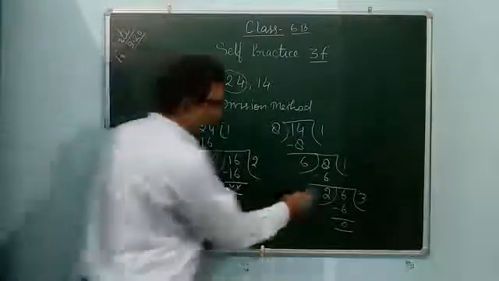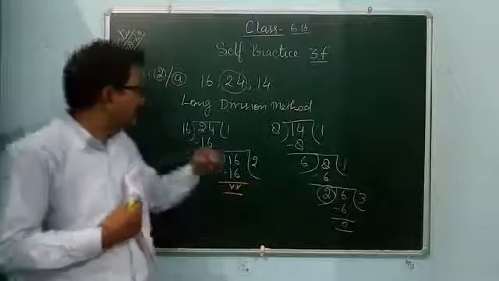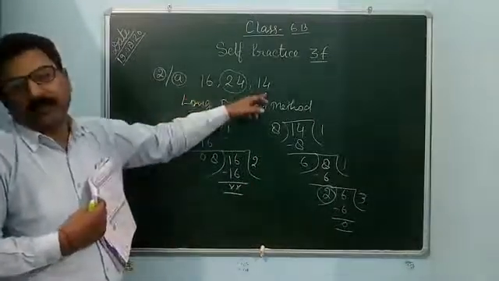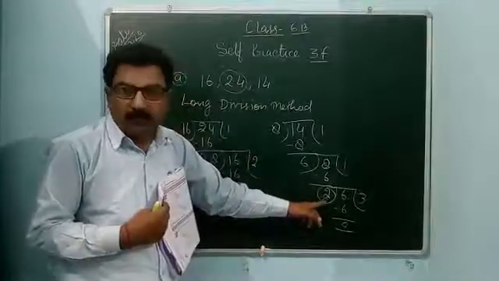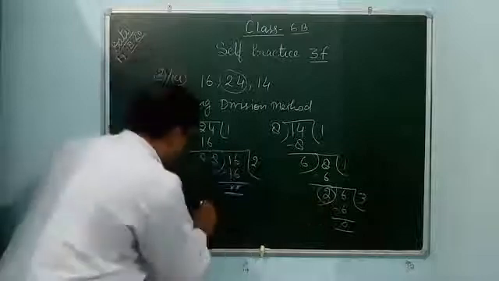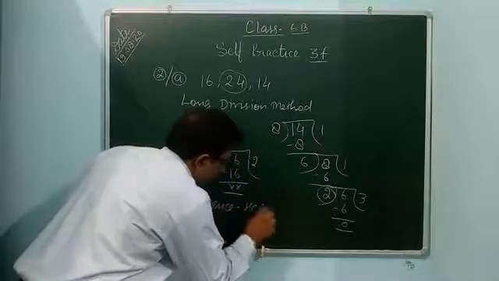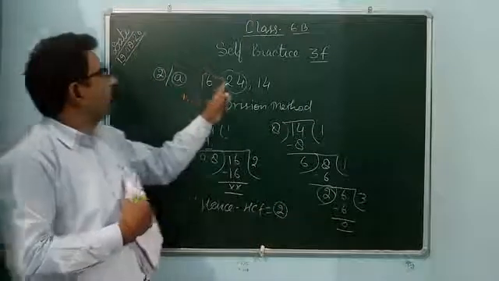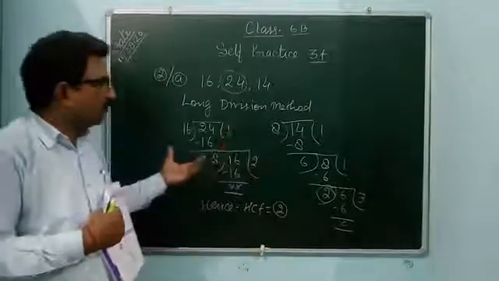So at last 2 divides all the numbers, meaning 2 divides exactly 16, 24 and 14. It means the last divisor, 2, will be the HCF. Hence HCF is equal to 2. HCF of 16, 24 and 14 is equal to 2. So in this way also you can do.